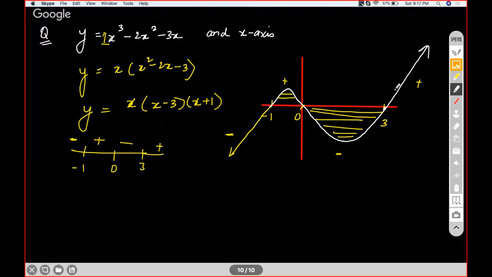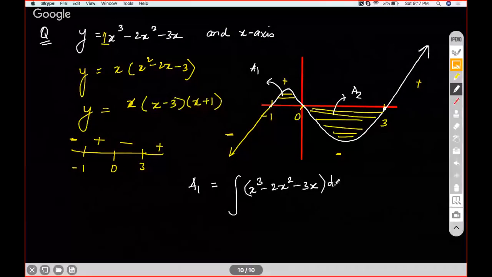Quickly tell me what expression I should write to get this area, let's say A1 area. Given the area, what expression should I write? Shreya will tell me. x cubed minus 2x squared minus 3x. Yes, Shreya? I'm doing the integral of x cubed minus 2x squared minus 3x, from where to where? From minus 1 to 0. Absolutely correct.